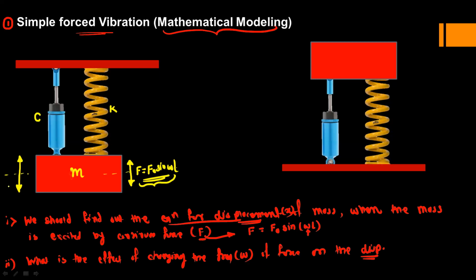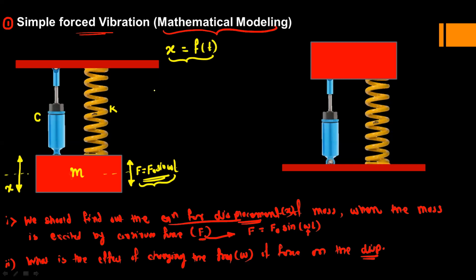Okay. So this displacement, let us take this as x, and it is changing with respect to time. So we should find out the relation for x, or equation for x, which is a function of time. Okay, so this is our first aim. So we can find out this equation by the equation of motion for this forced vibratory system.